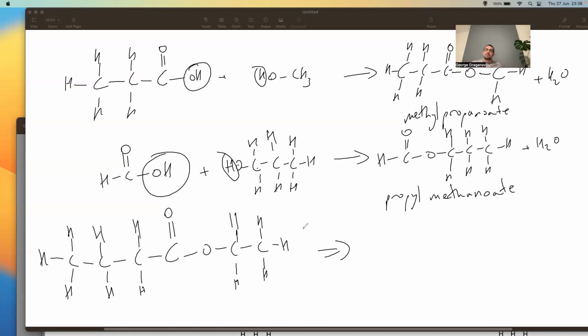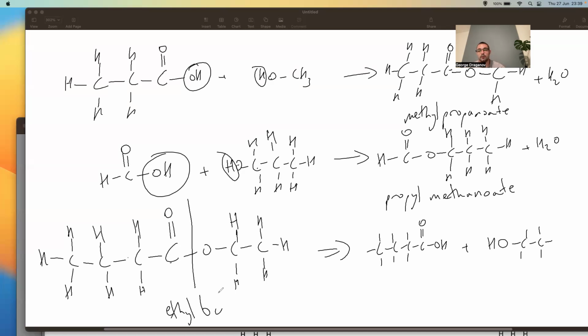The final example, we have to work our way backwards. So we break it here. We add an OH back to this because that's what it would have lost. Like this. No need for me to put all the H's there. And then when this breaks, an H adds back to this O. So the H is adding to this O. And the rest of it stays the same. So if you name this, first of all, you start here: ethyl, 1, 2, 3, 4, butanoate.